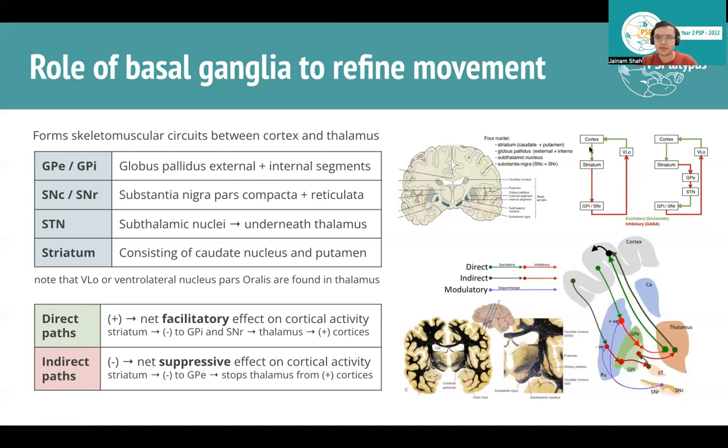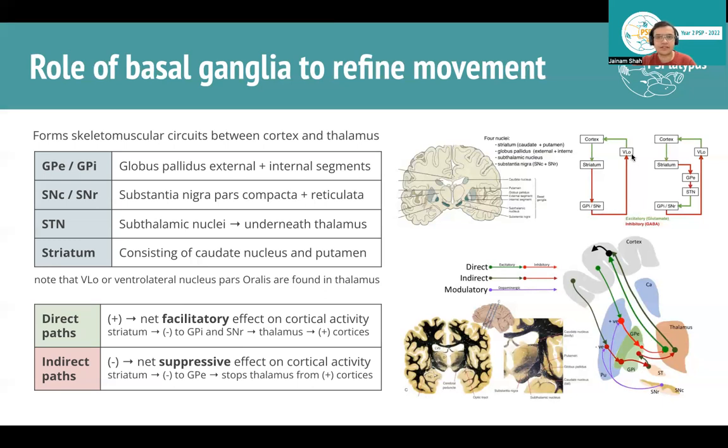So in the direct pathway, which is on the left-hand side here, the cortex sends a signal to the striatum, which is a positive one. So the striatum is activated. It actually decreases the net effects of the GPI, so the globus pallidus internal, as well as the substantia nigra pars reticulata. So this is a combined system. So it reduces that signal from here. And essentially this system is responsible for keeping the VLO in check.